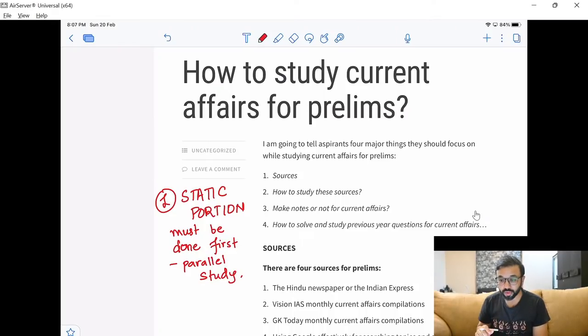Okay, I will be speaking in English. I will be speaking in English, but sometimes I will also switch a little bit into Hindi, because a lot of students don't understand English properly. A lot of students don't understand Hindi also properly.